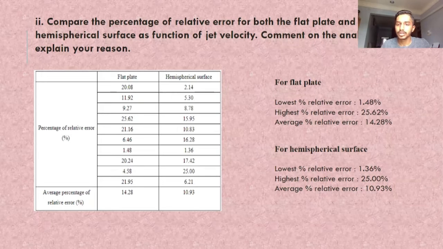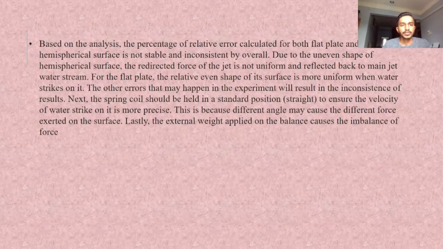Meanwhile, for the hemispherical surface, the lowest percentage relative error is 1.36% and the highest one is 25%. And lastly, the average percentage relative error for the hemispherical surface is 10.93%. Based on the analysis, the percentage of relative error calculated for both the flat plate and hemispherical surface is not stable and inconsistent overall. Due to the uneven shape of the hemispherical surface, the redirected force of the jet is not uniform and is reflected back to the main jet water stream.